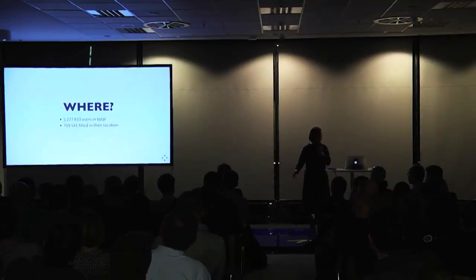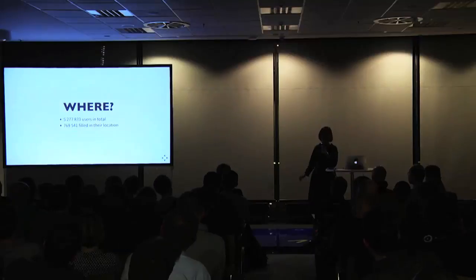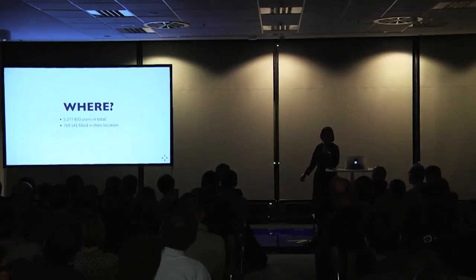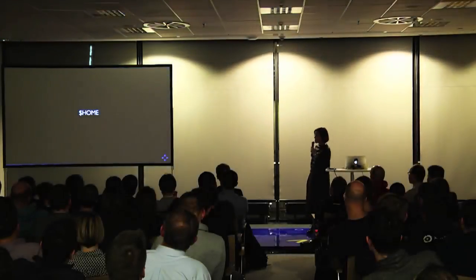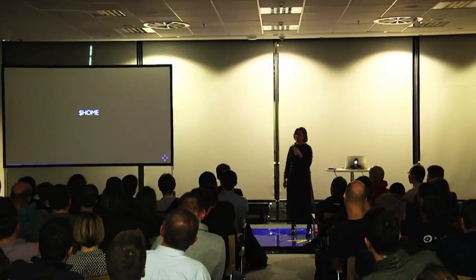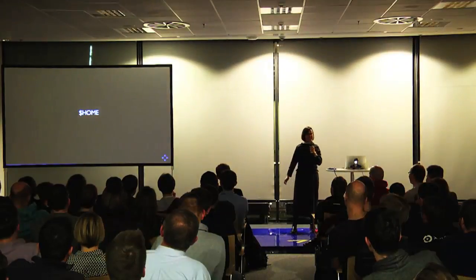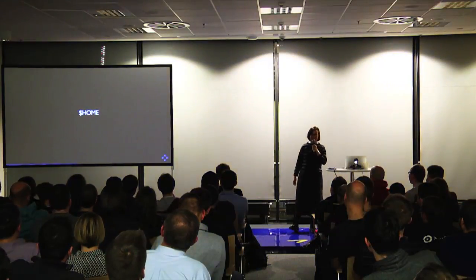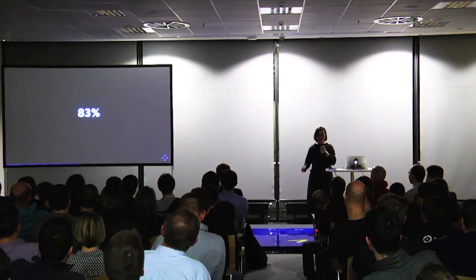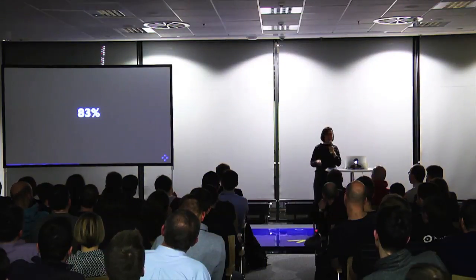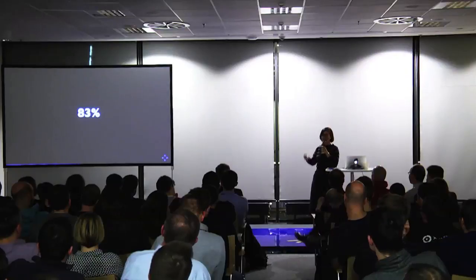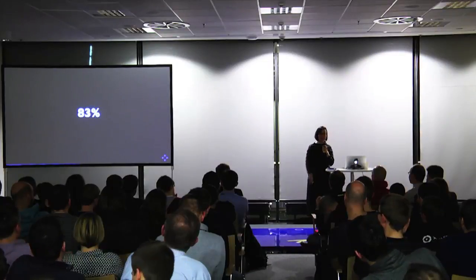And almost 800,000 of them filled in their location. Now you might be thinking, how reliable is that? Well, some of them looked like this: "dollar home". That's an actual location someone filled into Stack Overflow. That's not very helpful. But the good news is that 83% of the locations I managed to match to an actual country in the world.